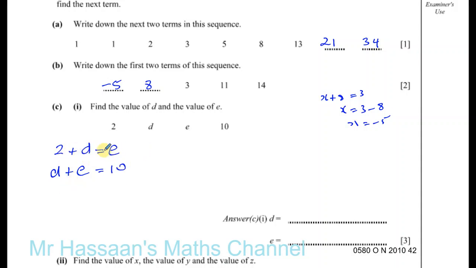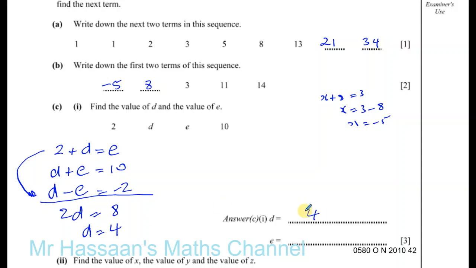If I rearrange this one and write it as d minus e equals minus 2, I've just rearranged this equation so you've got the d and e next to each other. So you can do simultaneous equations by elimination. If we add these two together, we get 2d equals 8. So d is equal to 8 divided by 2, which is 4. And we know that e is equal to 2 plus d, so that's 2 plus 4, which is 6.